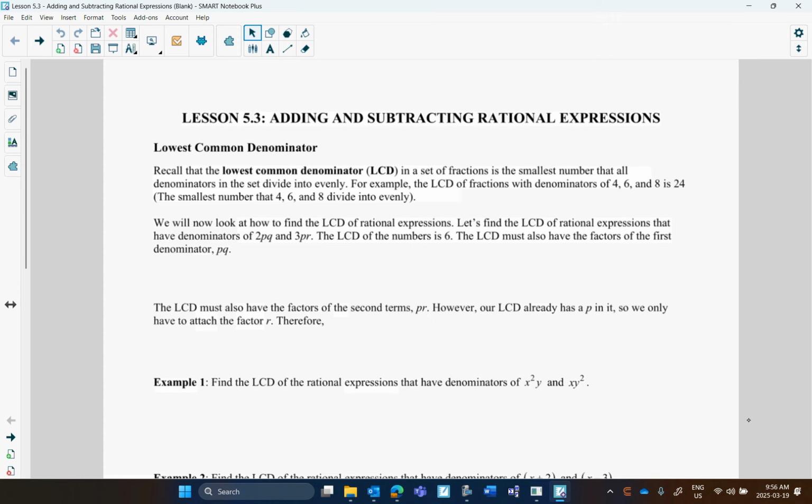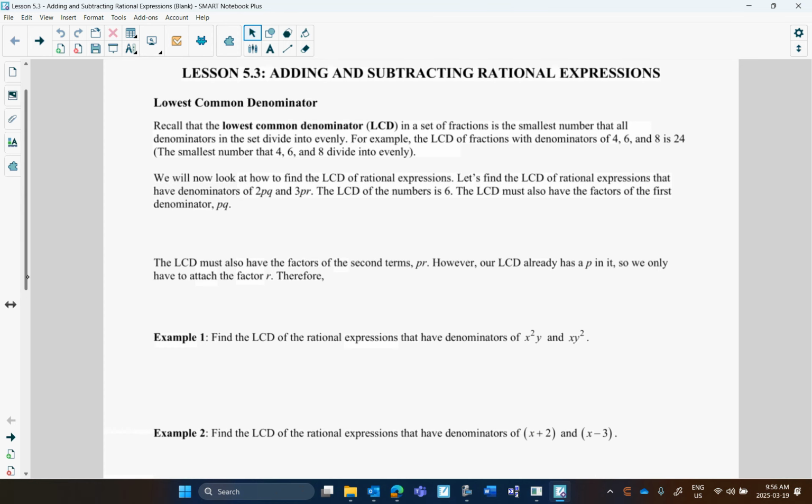But what if we introduce variables? Well, you kind of have to look at it logically. And another thing, you can always find a common denominator by multiplying the denominators. For example, the lowest common denominator of 2 and 3 is 6, or 2 times 3. But that doesn't work all the time. The lowest common denominator of 2 and 4 is 4, but 2 times 4 is 8. 8 is a common denominator, but it's not the lowest.